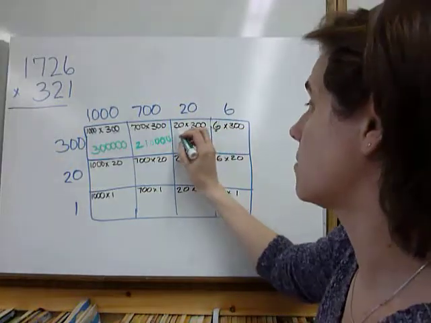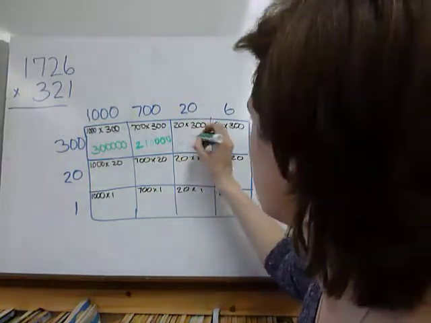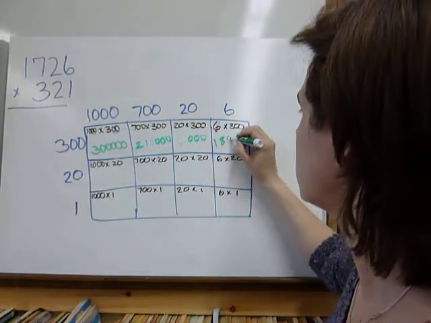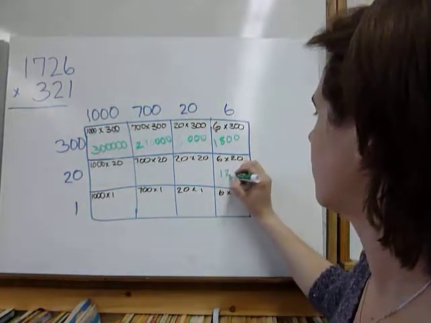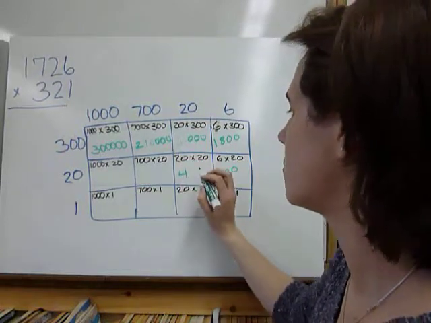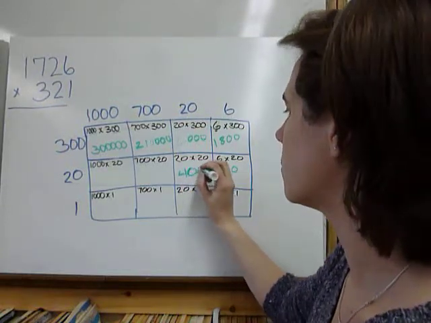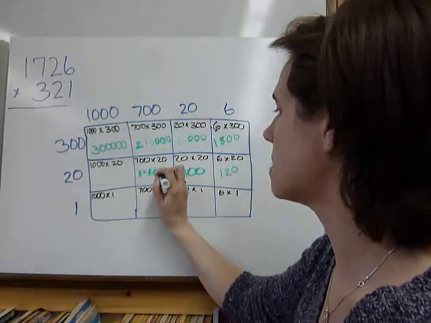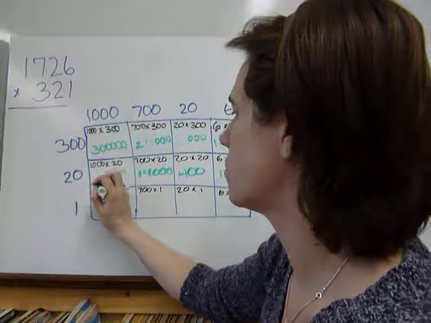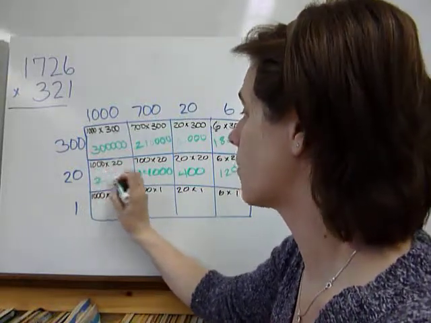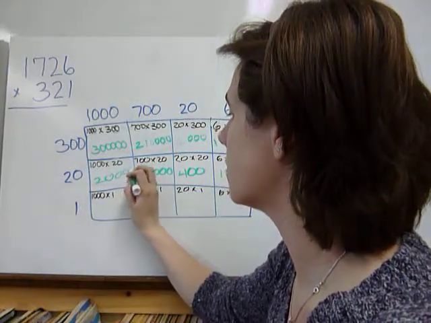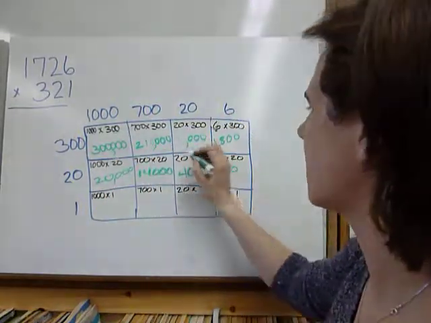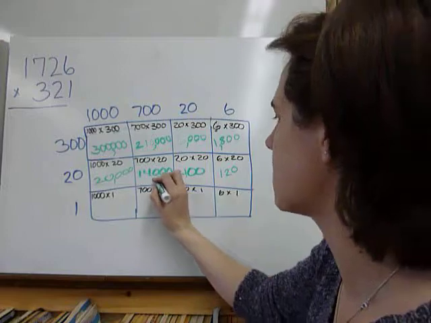2 times 3 is 6 with 3 zeros following behind. 18 with 2 zeros. 12 with 1 0. 2 times 2 is 4 with 2 zeros. 7 times 2 is 14 with 3 zeros. 1 times 2 is 2 with 4 zeros. 1, 2, 3, 4. I'm going to put my commas in just to keep me organized. I think it'll help when it comes time to add.